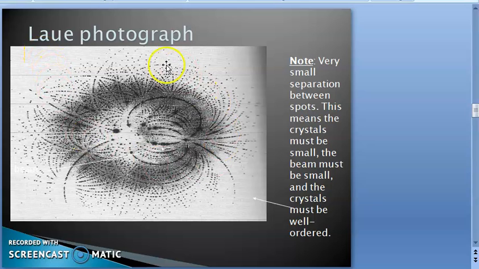Here you see the photograph of the Laue method. A photograph of the structure of the crystal obtained by using the Laue method, we call a Laue photograph. It should be noted that there is very small separation between the spots, as shown in this figure. This means the crystal must be what? Small. The beam must be small and the crystals must be well ordered. From this figure you can easily conclude this.